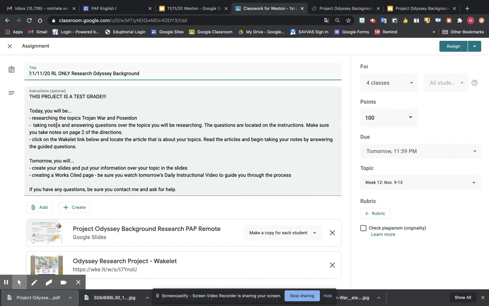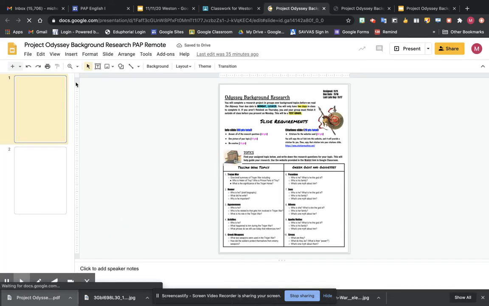So it tells you today you're going to be researching your topics. You have 2 topics to research: the Trojan War and Poseidon. Those are the 2 all remote students will be working on. Today only, you're just taking the notes and answering questions over the topics you'll be researching. These questions are located in the instructions. Make sure you take your notes on page 2, the directions, which I'll show you. And then once you read over your questions, you'll click on the Wakelet and find your topics.